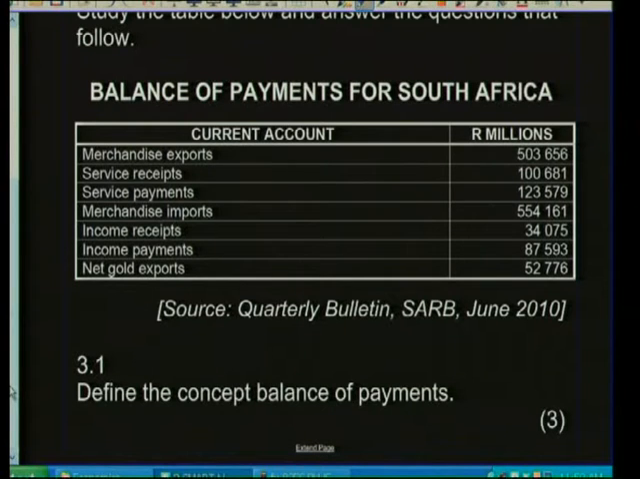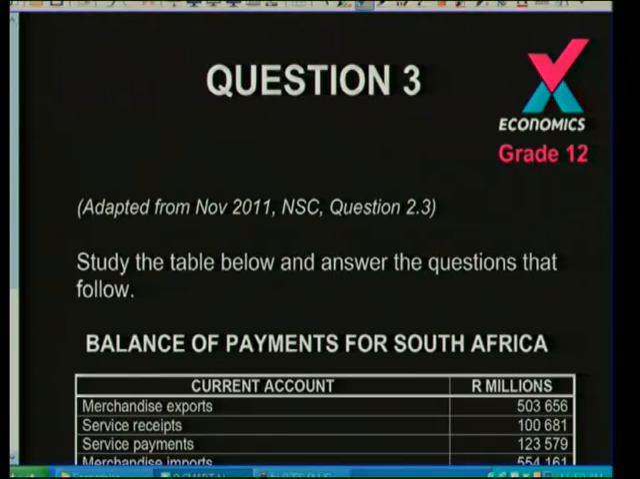Now the question is, define the concept balance of payment. The balance of payment is a record of all the transactions between one country and the rest of the world so that they can actually determine whether they are importing more or exporting more. If you are importing more, it means that money is flowing out of the country and that would lead to a deficit on the balance of payment. If more products are exported, that means money is coming into the country and that would lead to a positive balance, or a surplus, on the balance of payment.